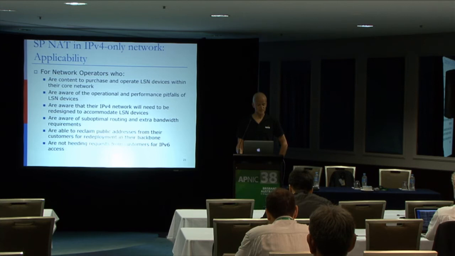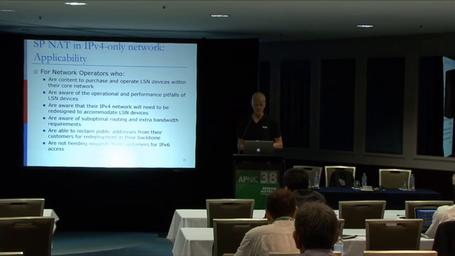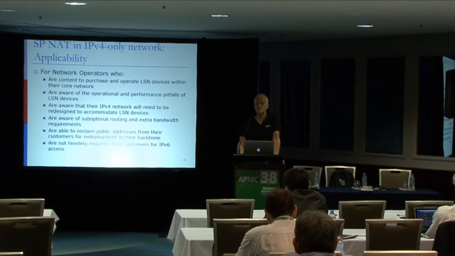You are aware that your v4 network will have to be completely redesigned to accommodate these devices. They can't just sit in the middle of the core router because, as you know, a lot of traffic paths are asymmetric. NAT boxes don't really handle asymmetric traffic paths very well. Well, they don't at all. So that's an issue to be thought about. Be aware of suboptimal routing, the extra bandwidth requirements, and being able to reclaim public addresses from the customers. Most people have a contract with customers that says, we'll give you whatever month's notice if we need to change parts of your service.